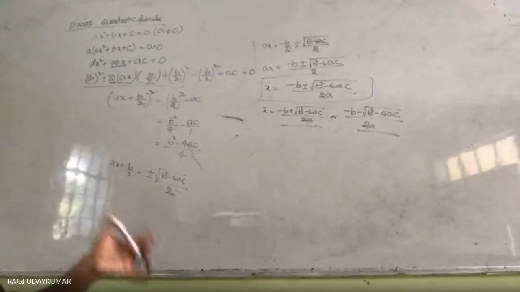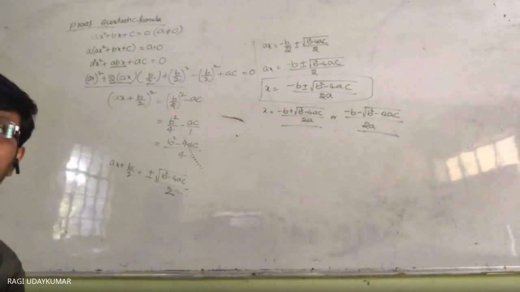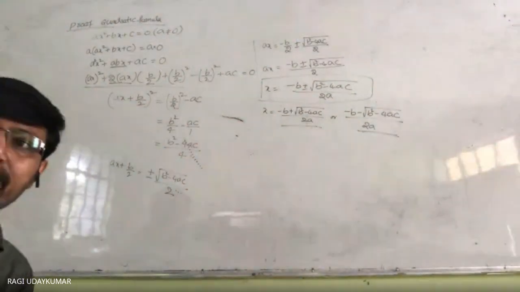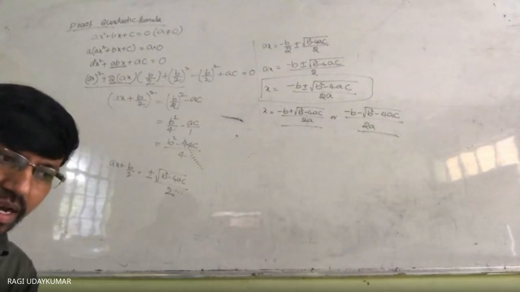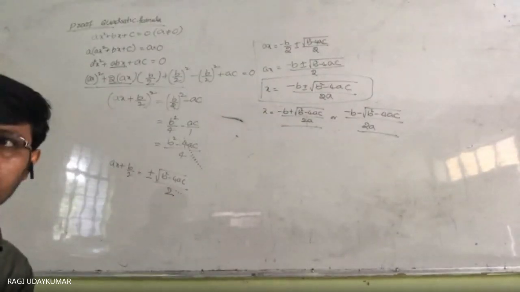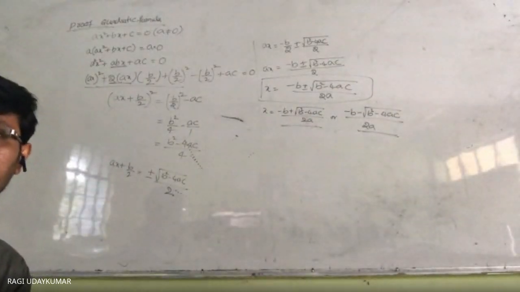x square plus b by a x plus c by a is equal to 0. In that method, if you try to solve it, you are going to understand how we derive the formula, and you are going to learn how to apply the method of completing the square. So how do we apply the completing square method? You are going to learn. Okay. Yes, sir.